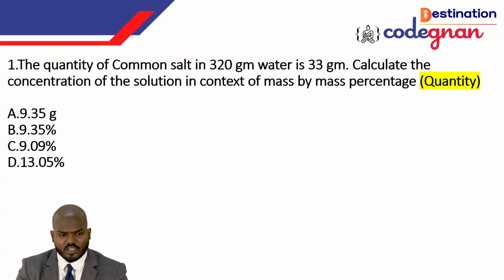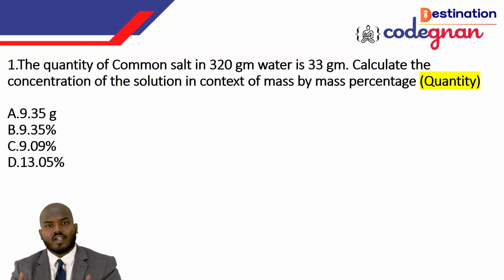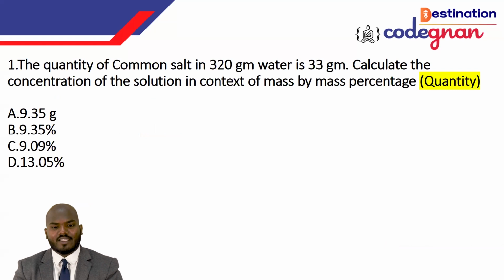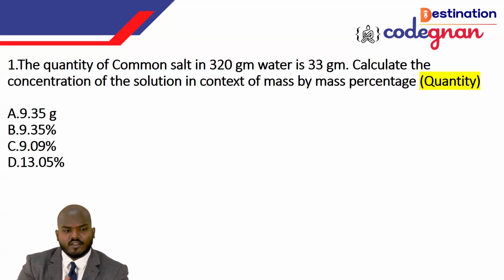So the first question, you see this one, there is a quantity of common salt. The quantity of common salt in 320 gram water is 33 gram. That is not about 320 gram salt. It is that you have 320 gram of water, and in the water you have 33 gram of salt. You just want to find the concentration of the solution in the context of mass by mass percentage.